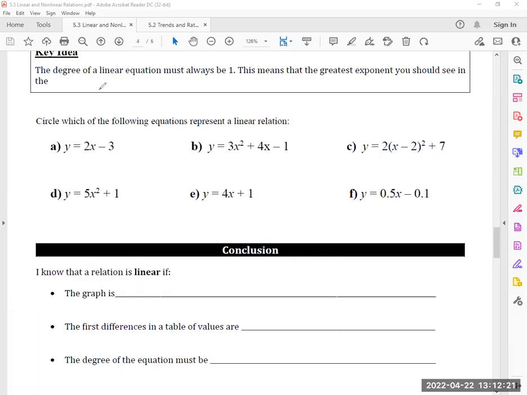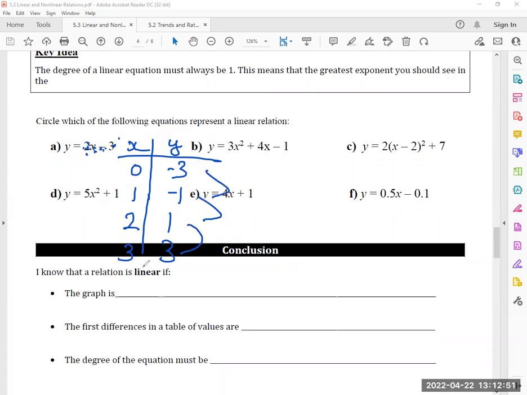So let me show you the annoying way, all right? So that you can appreciate what I'm going to tell you. So I'm going to create a table of values. You don't have to do this, please. Just follow along. If x is a 0, 0 times 2 is a 0, minus 3 is a negative 3. If x is a 1, 2 times 1 is a 2, minus 3 is a negative 1. If x is a 2, 2 times 2 is a 4, minus 3 is a 1. If x is a 3, 3 times 2 is 6, minus 3 is a 3, and then you can do first differences.